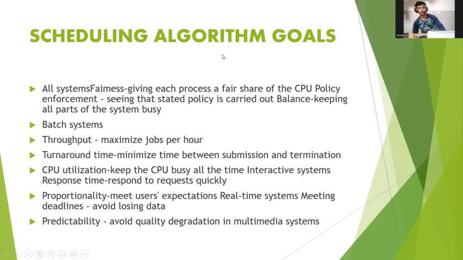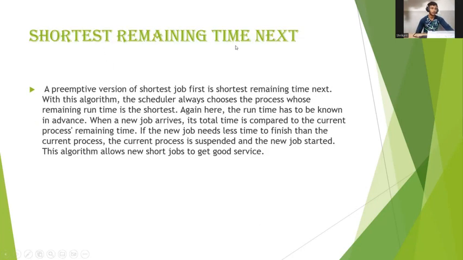Scheduling algorithm goals. For all systems: fairness, giving each process a fair share of the CPU; policy enforcement, seeing that the stated policy is carried out; balance, keeping all parts of the system busy. For batch systems: throughput, maximize jobs per hour; turnaround time, minimize time between submission and termination; CPU utilization, keep the CPU busy all the time. For interactive systems: response time, respond to requests quickly. Predictability, avoid quality degradation in multimedia systems.